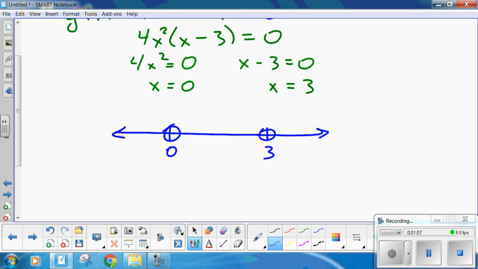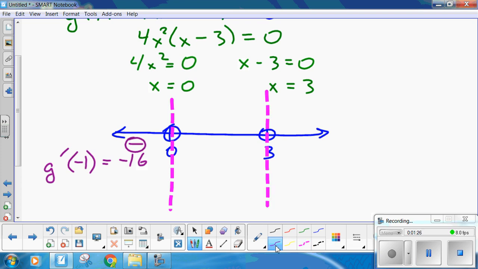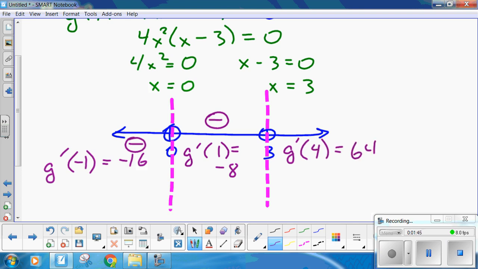So, g prime, no, I'm going to say minus 1 is minus 16, so this is negative here. G prime of, well, 1 is the nicest number here, is minus 8, so this is also negative. And here, g prime 4 is 64, so this is positive. So notice what happens: negative, negative, positive. So right here, at x equals 3, we go from negative to positive, so this is a local minimum.